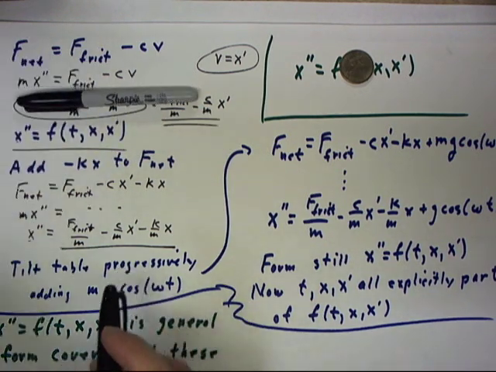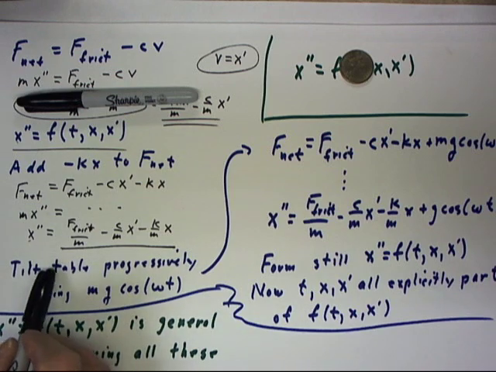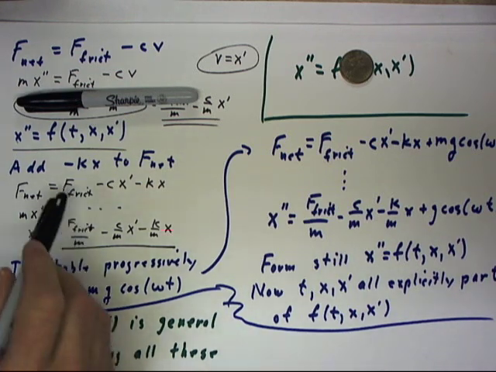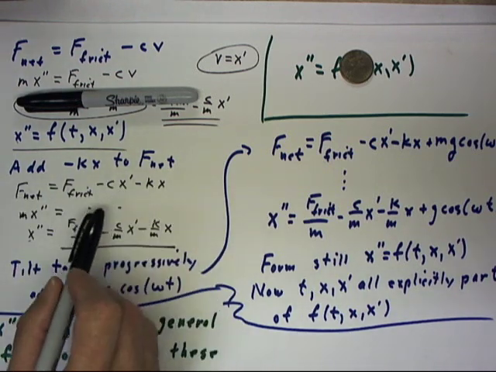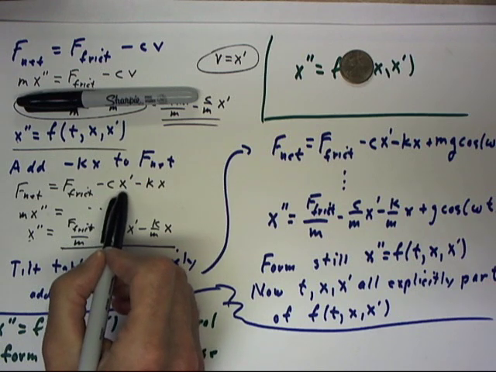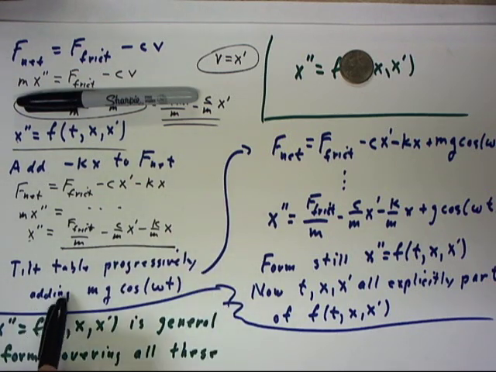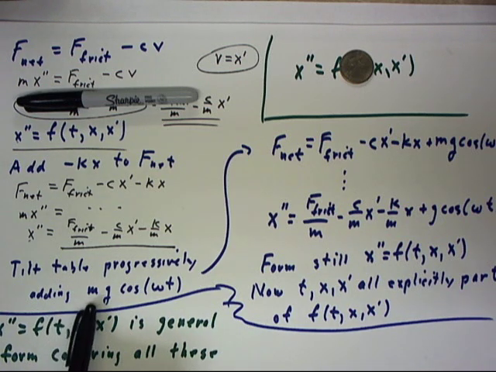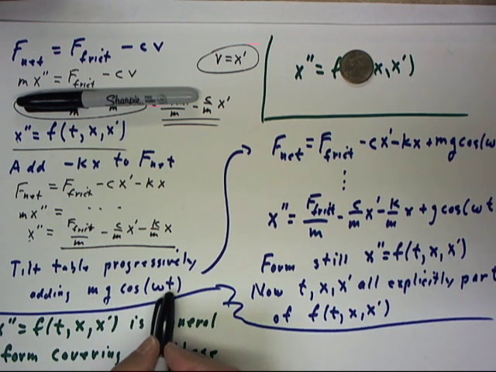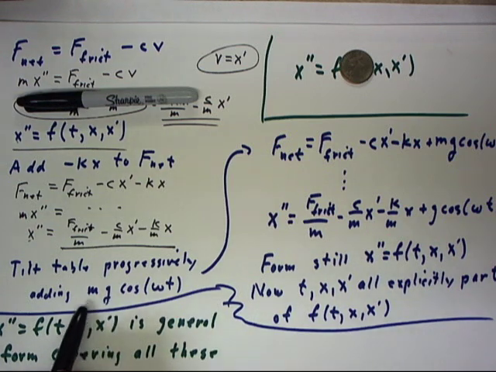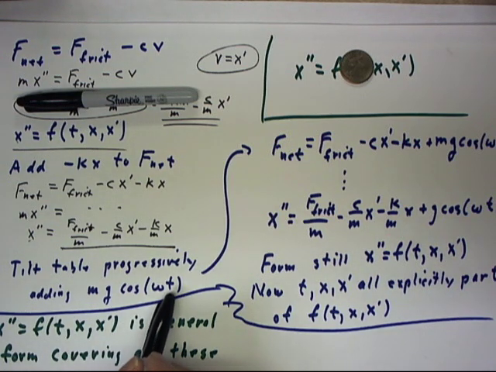Suppose now that this object is moving on a table with the preceding forces, the drag force on the velocity and the restoring force on the position, and we also tilt the table progressively in such a way that we get another force which is mg cosine of omega t. Don't worry too much about what omega is, or m or g. This is just an expression. The point is that it includes the variable t.